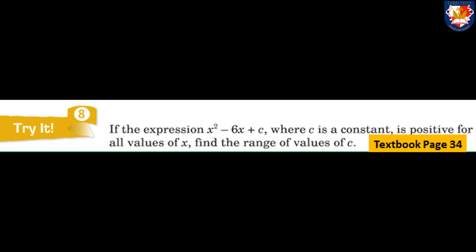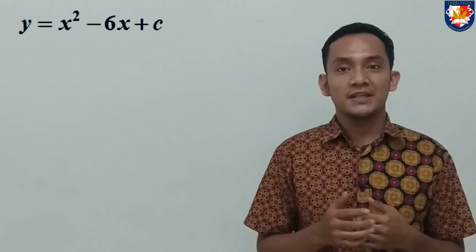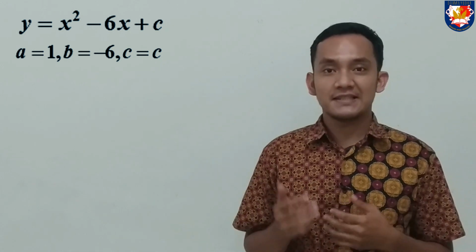Try 8. If the expression x squared minus 6x plus c, where c is a constant, is positive for all values of x, find the range of values of c. Suppose that y equals x squared minus 6x plus c. So here we get A equals 1, B equals minus 6, and C equals c.